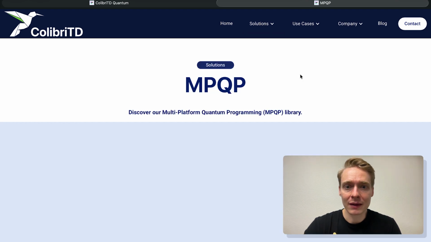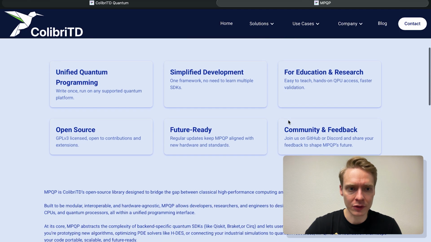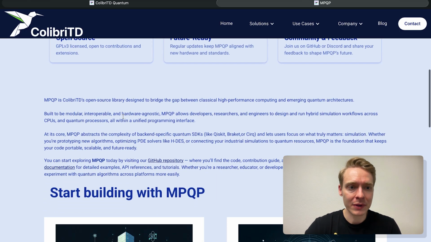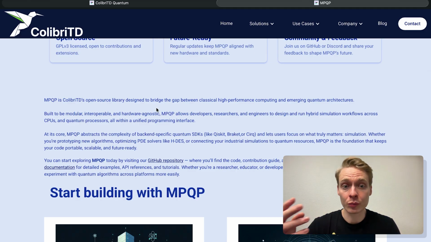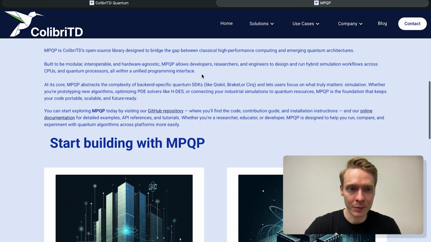Okay, then there's something which we haven't seen so far. This is this multi-platform quantum programming MPQP library. I think this is what kind of sits on top, right? So it says MPQP is ColibriTD's open source library designed to bridge the gap between classical high-performance computing and emerging quantum architectures. Built to be modular, interoperable, and hardware agnostic, MPQP allows developers, researchers, and engineers to design and run hybrid solution workflows across CPUs and quantum processors, all within a unified programming interface.